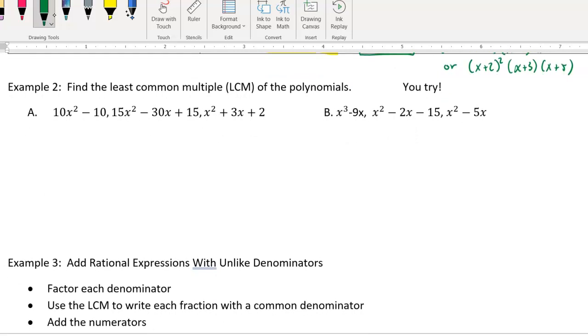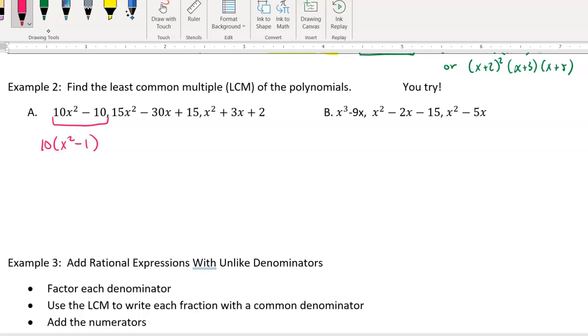So let's look at this. Let's say we have 10x squared minus 10, 15x squared minus 30x plus 15, and x squared plus 3x plus 2. Let's work with each of these individually. Let's start with the first one. I want to get these in factored form. For this first one, I can factor out a 10. And that's all I can factor out as far as my GCF.